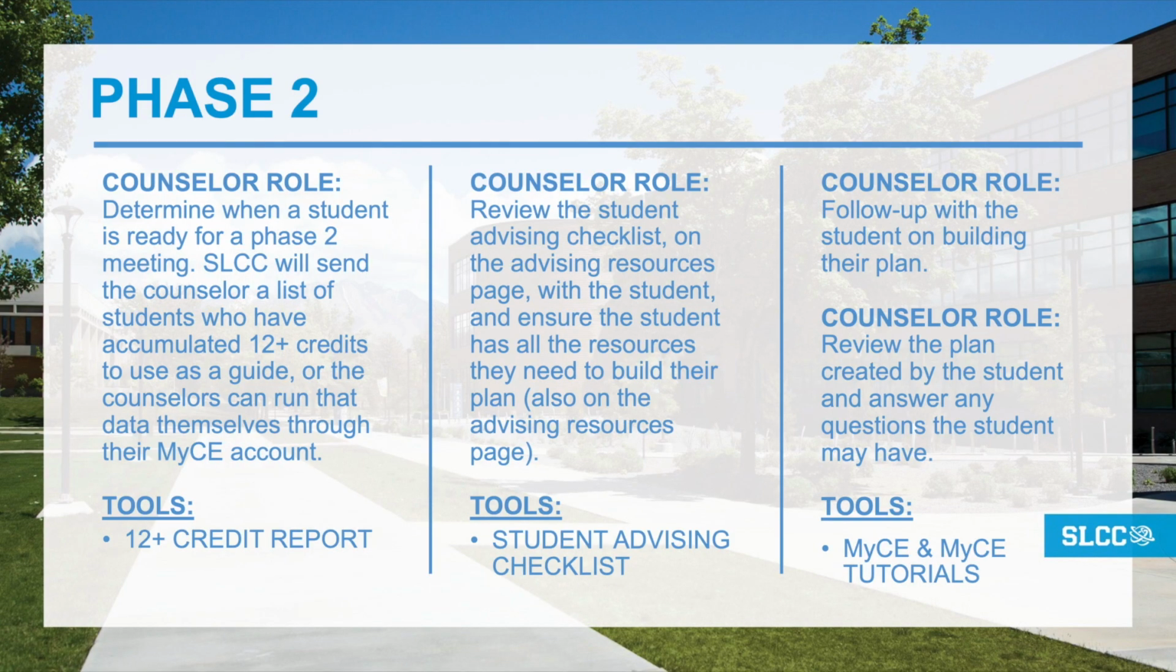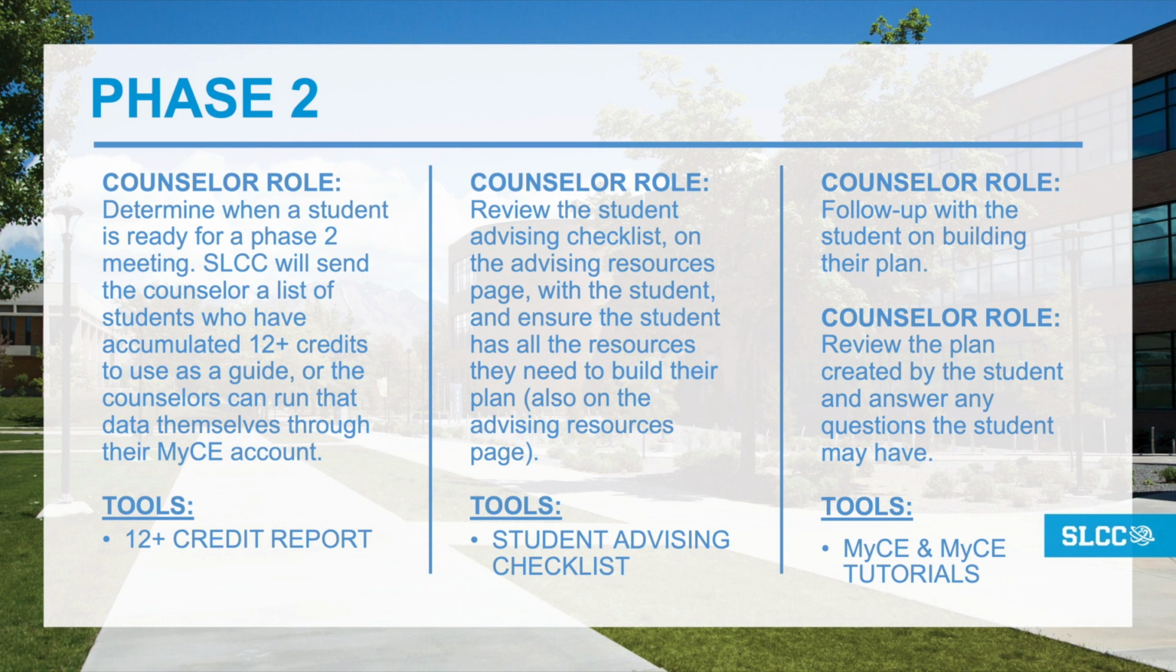If a student has completed one class and you feel like they need to take a couple of additional classes before they're ready to move on to Phase 2, then that is completely fine and it's completely up to you to decide. The next role that you have as a counselor is to review the student advising checklist on the advising resources page of the concurrent enrollment website with the student and ensure that the student has all the resources they need to build that plan.